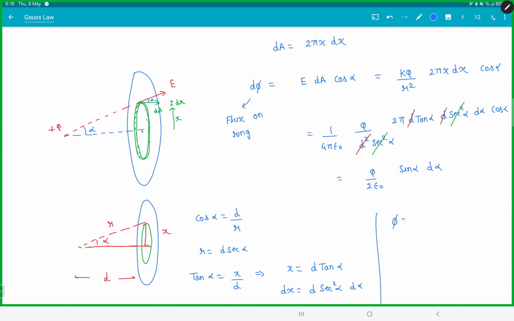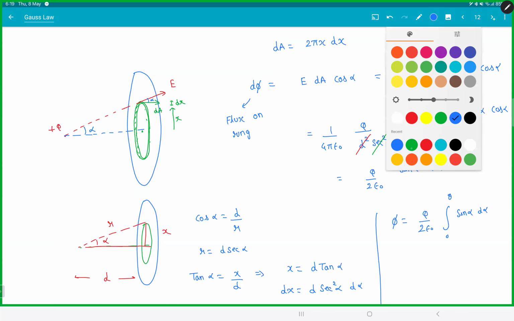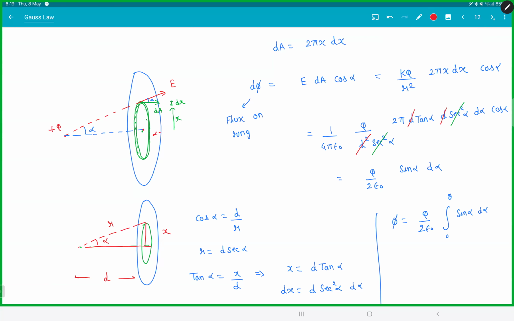And therefore, the flux will be Q by 2 epsilon integral sine alpha d alpha. Limits will go from 0 to theta, because at the center here, alpha is 0. If you go to the topmost point, alpha is theta. That is what is given. Integrate this, you'll get cos theta, which is Q by 2 epsilon. Cos 0 is not 0. Be careful. 1 minus cos theta. There, that's your flux through the disk.